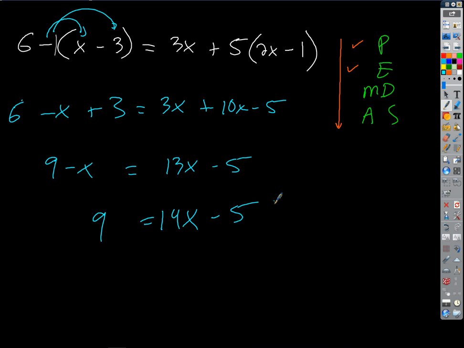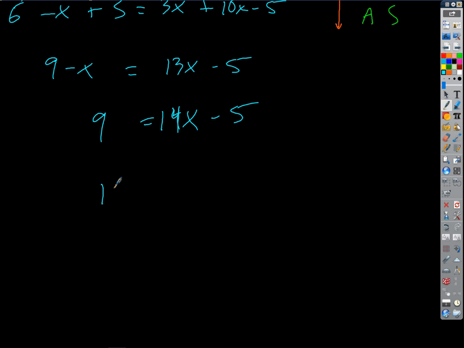Now, what are the 2 steps? That's a 4. What are the 2 steps in order to get the x by itself at this point? Add 5. Divide by 14, right? If I add 5, I get a 14 over here. Now if I divide both sides by 14, 14 divided by 14 is 1, right? Okay, make sense? All right, good.